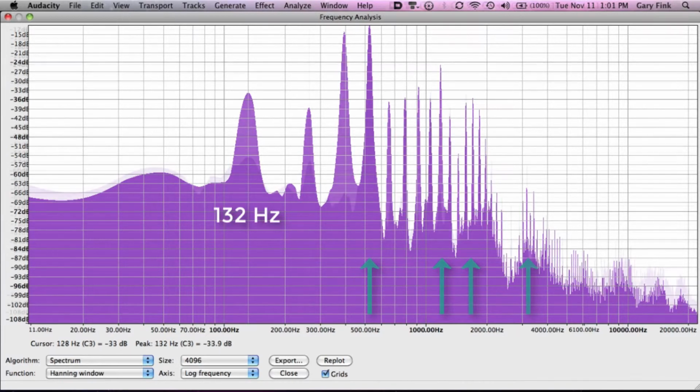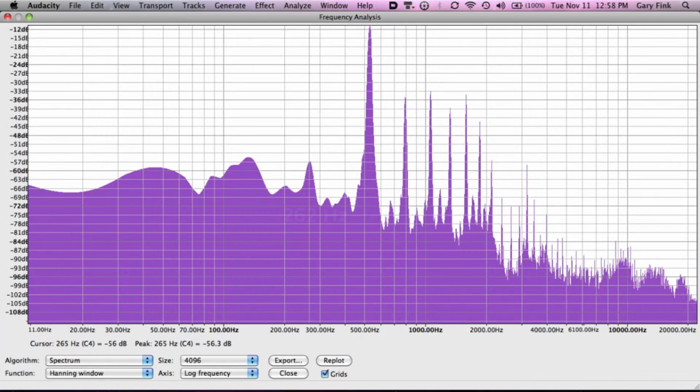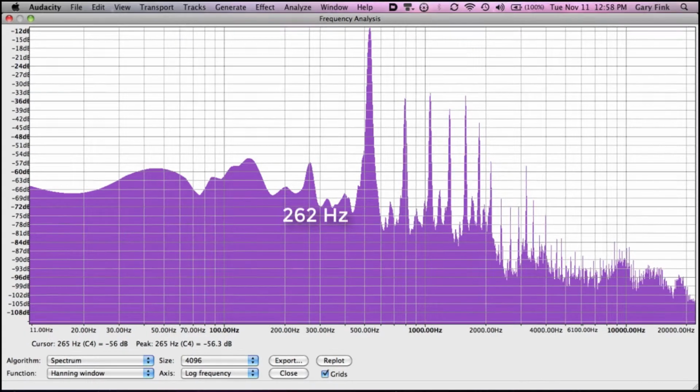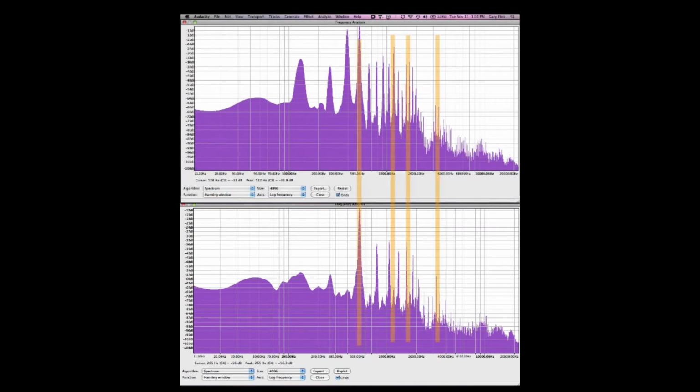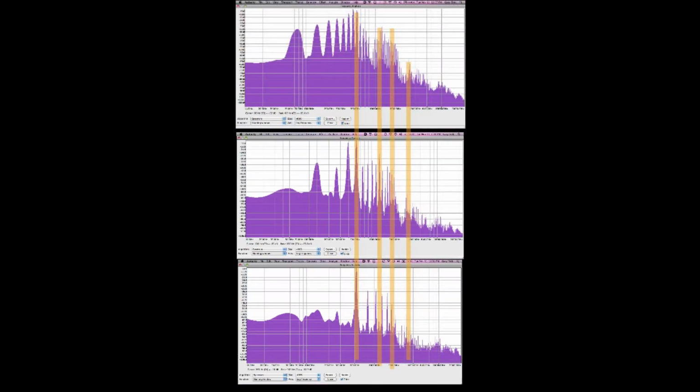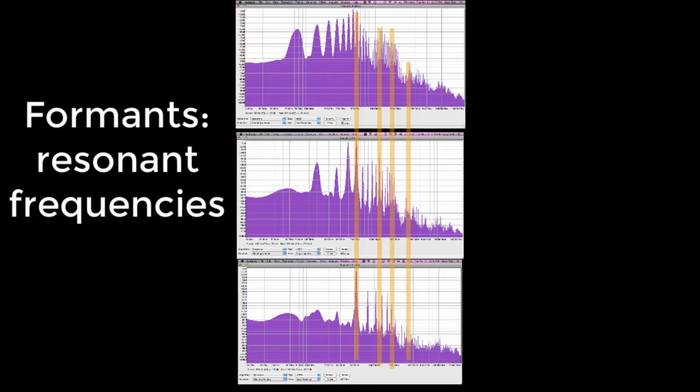Now let's look at C4. Now the harmonics are spread apart by increments of 262 Hz, but the peaks are still near 500, 1300, 1800, and 3000 Hz. This shows that even though the individual frequencies of the source are changing, the filter frequencies remain constant and are a large part of the timbre of the bassoon. When we start talking about speech, we will refer to these resonant peaks as formants.